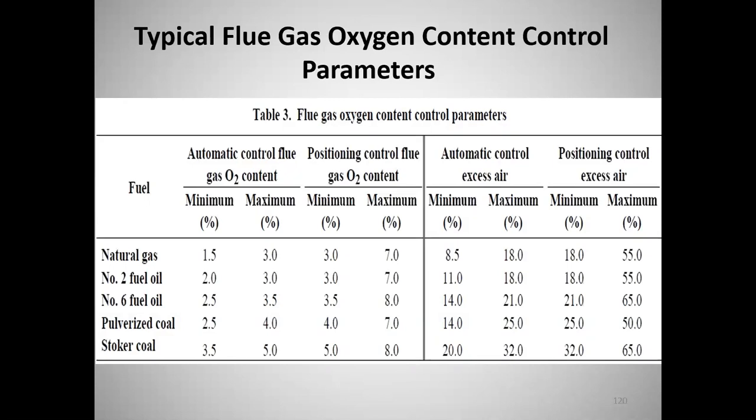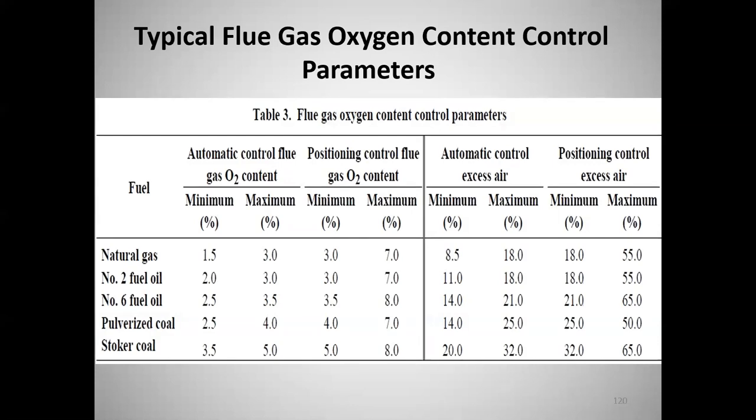What this table is trying to tell us is, based on fuel type and based on how sophisticated our control system is, what can we expect? What's about the lowest excess air or O2 content, and what would be the maximum that you should ever consider having? Of course, so long as we're burning the fuel, less air is better, but we can only cut it back so far.